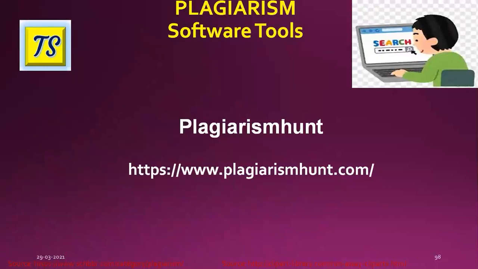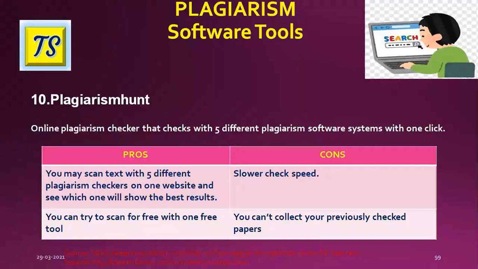This one is called plagiarism hunt. See, this application covers 5 different components. When you submit the document, these 5 components help you to access various platforms. So it assures the best results. You can try to scan for free with one free tool. You are permitted to use any one of the two.